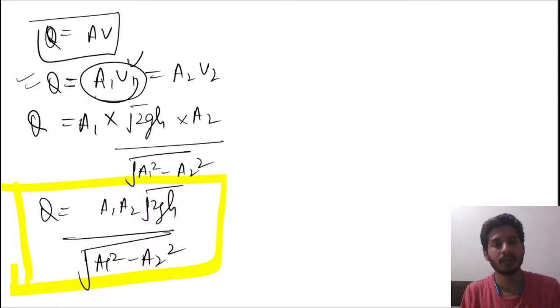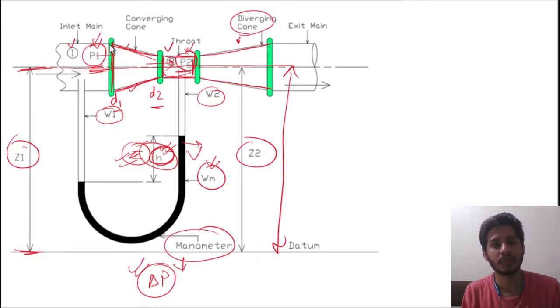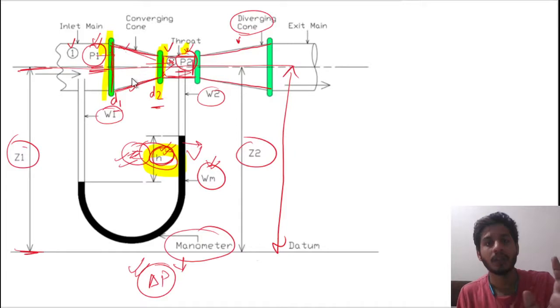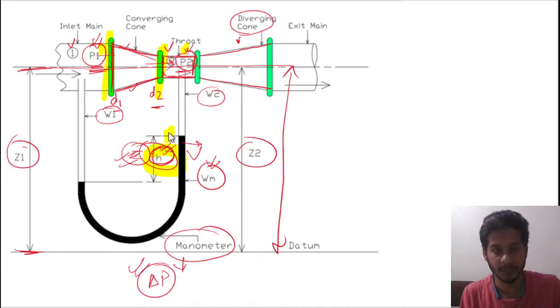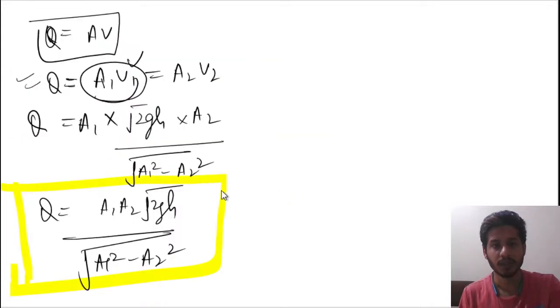So simple, this is area A1, this is area A2. If we know A1 and A2 and this height H, this height we can know from the pressure difference P1 and P2. All right. So in the question, if they have given the pressure difference, you can easily find this height. Even A2, they will give you most of the time. Then simply you can find the discharge or the flow rate from the venturimeter.